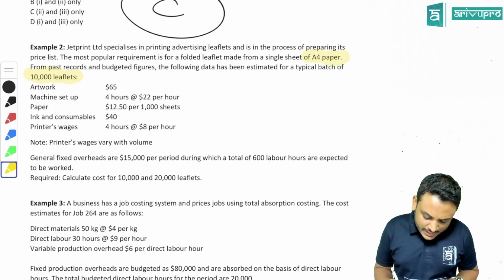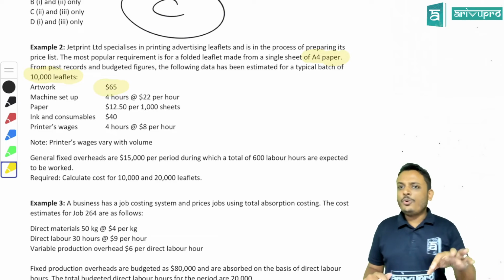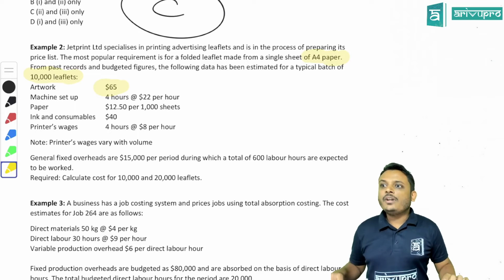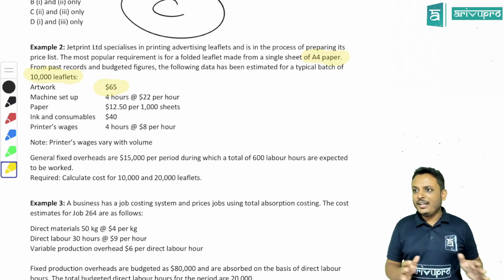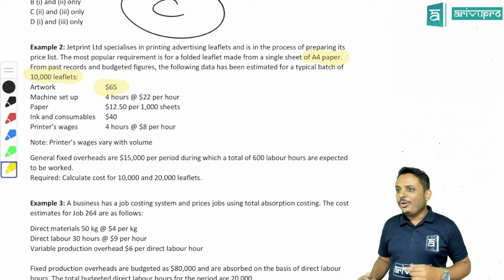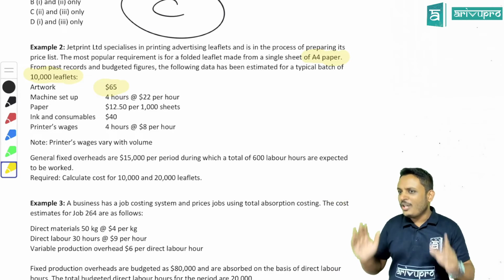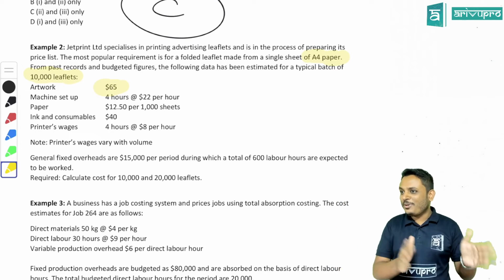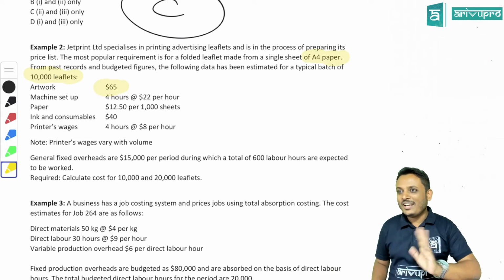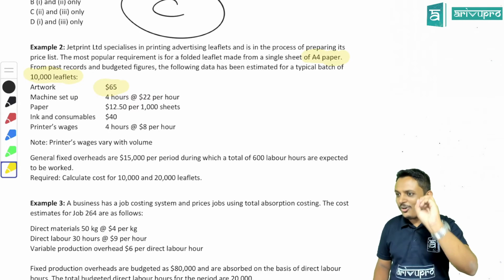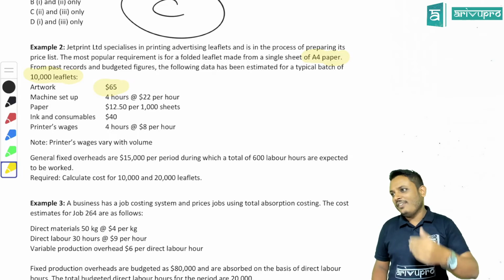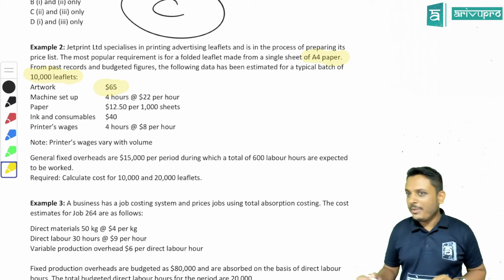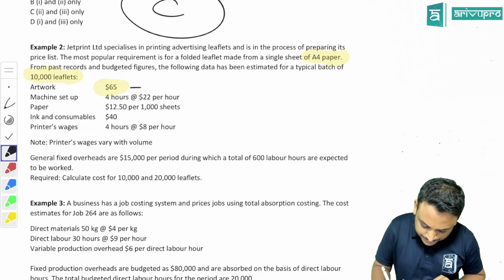Artwork is 65. Now I'll ask you a question. If you produce 20,000 leaflets, is this cost the same or different? Different would mean separate artwork for each 10,000 leaflets, but you are doing only one artwork. It's like my tute: only 20 students means one tute, 50 students means another tute? It's not like that. The preparation cost of the tute is a one-time cost, whatever the number of students. You got my point? Therefore, this is a common cost. I'll mark it because it is important.